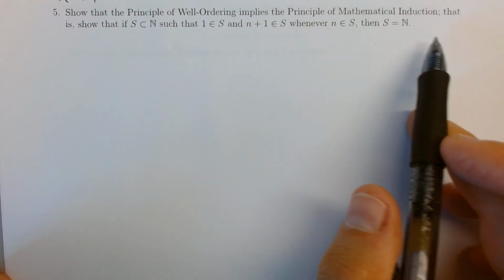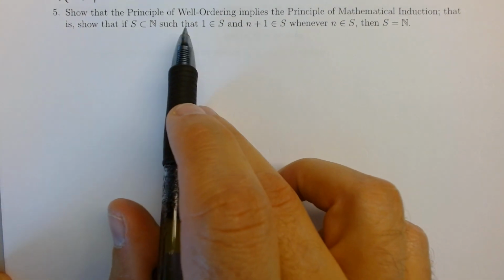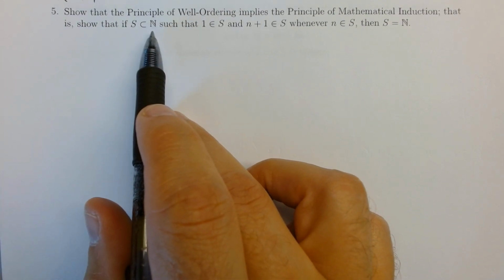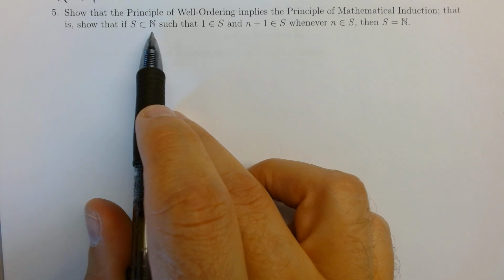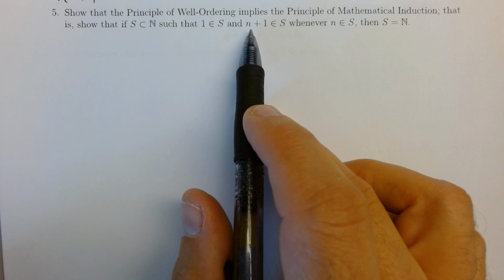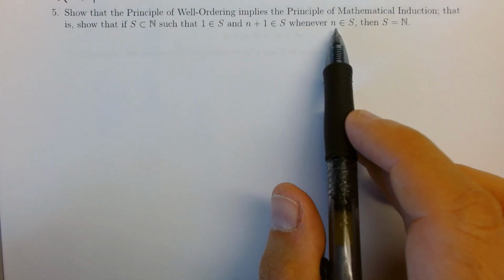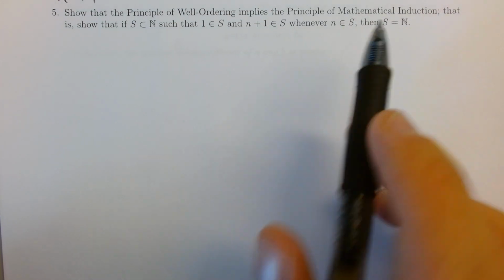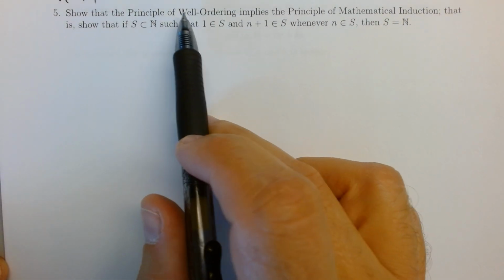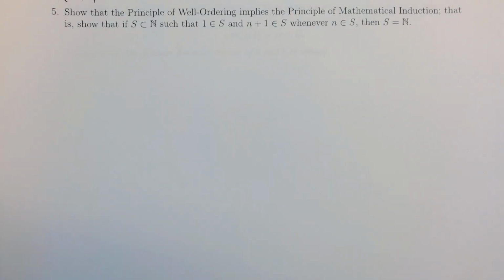So what would that mean that we're actually trying to show here? If you have a set S of natural numbers where 1 is in that set and n plus 1 is in that set whenever n is in that set, then S is the entire set of natural numbers, and we're going to get this from well ordering.